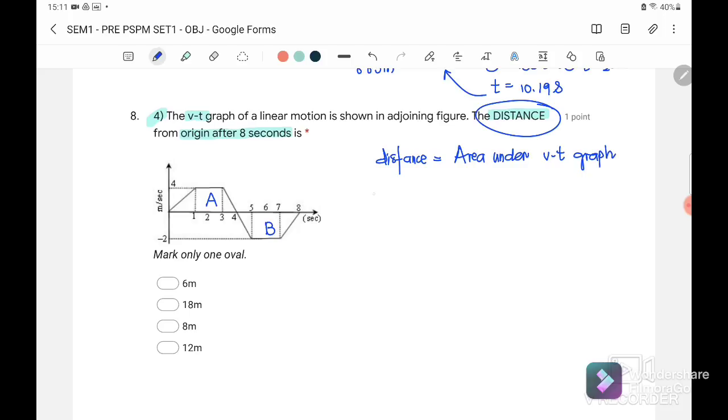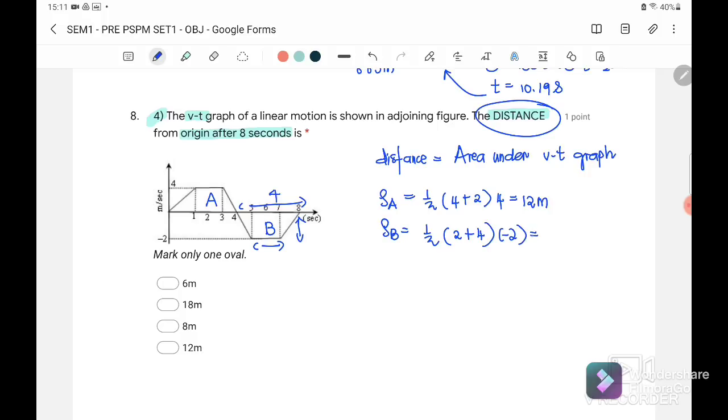Okay, so for part A, the distance for A is equal to 1/2 because it's a trapezium. So it's 1/2, 4 plus 2, times 4. Okay, so the distance for part A is equal to 12 meters. For part B, it's also a trapezium. So we take half, 2 plus 4, okay here is 4, times the value of negative 2. Therefore, the value that we will get is negative 6 meters. Negative 6 here actually shows the direction is in the opposite direction, meaning it's to the left.